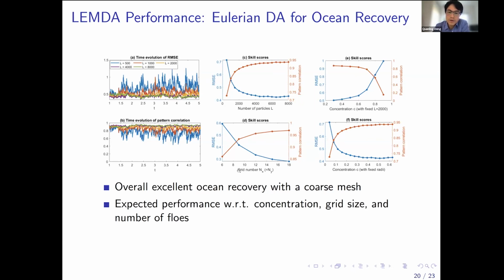Say a fixed grid number. So this is with respect to the Eulerian size. When we increase the grid size, the pattern correlation increases. We want to notice that in this case, even with a very coarse grid, say 6 by 6, the pattern correlation is already 0.85. So in this very idealized setting, we don't even need a fine grid to capture the large-scale behaviors of the flow dynamics.